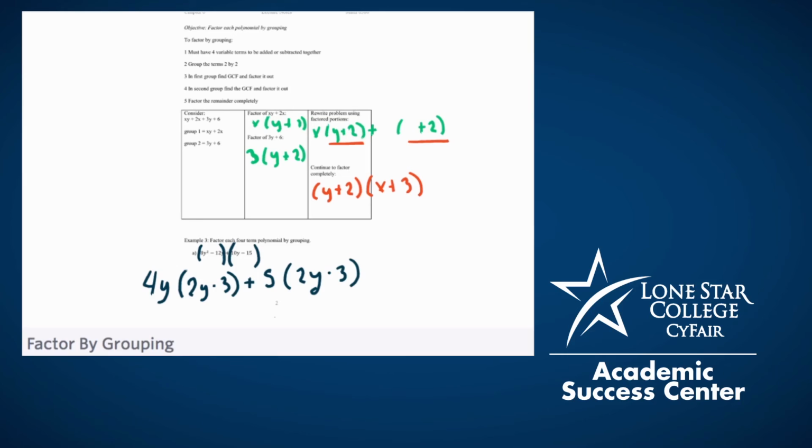Now, just like before, if we look at our entire set and continue to factor completely, we notice that this factor and this factor are alike. So now, our completely factored form of this problem becomes factoring out the like factor 2y minus 3, and the factors that are remaining are 4y plus 5.